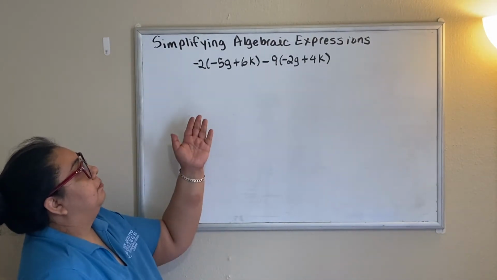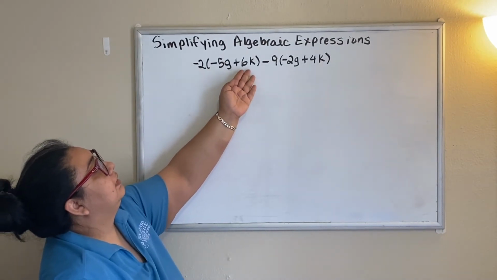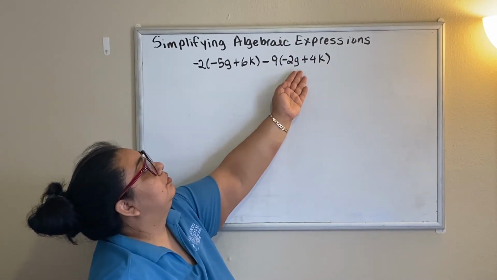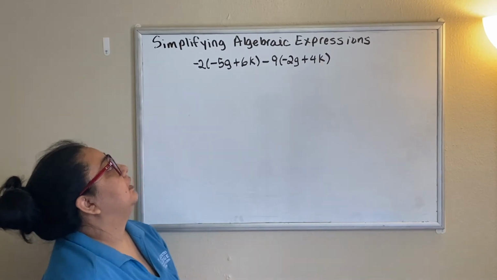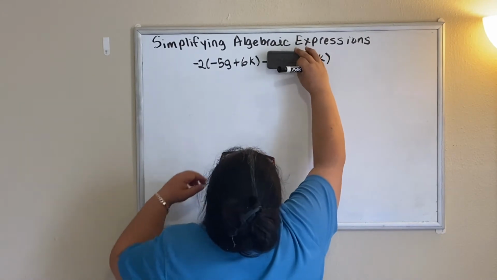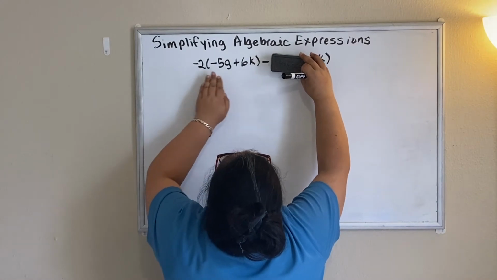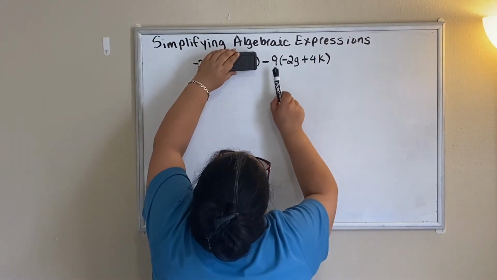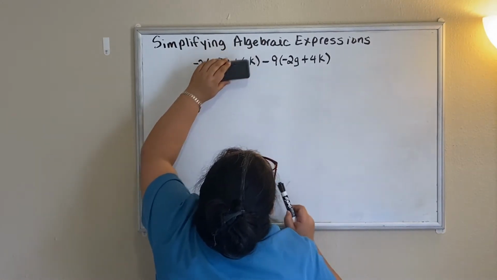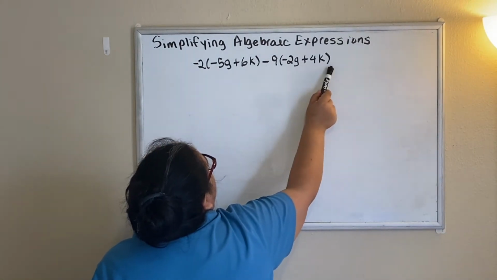Okay, so here we have example 1. Example 1 is negative 2(negative 5g + 6k) minus 9(negative 2g + 4k). Now, if we cover up this second part, notice this first part looks a lot like the distributive property. And if we cover up the first part, this second part also looks very similar to the distributive property. So we need to use the distributive property in this first part and in this second part.